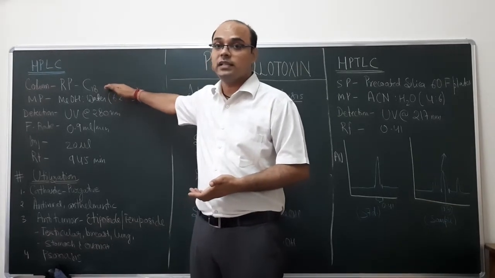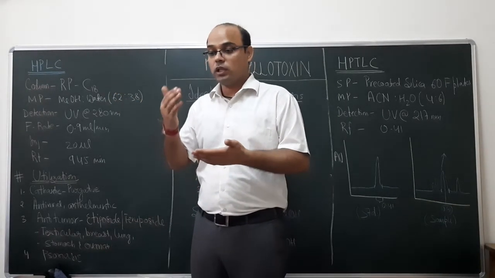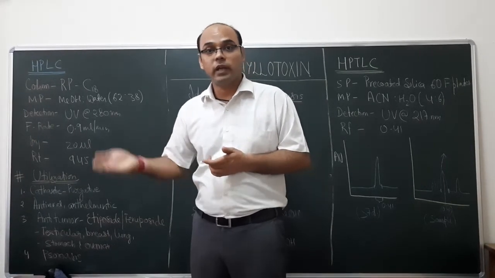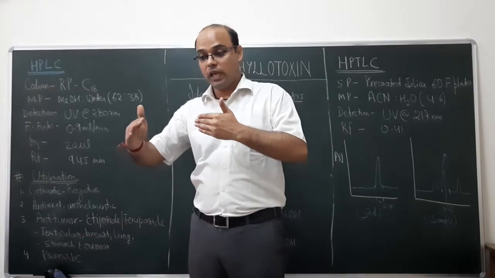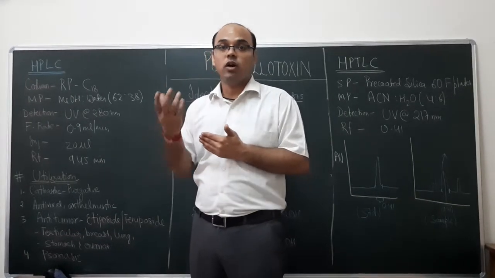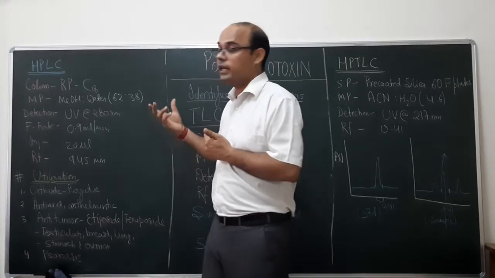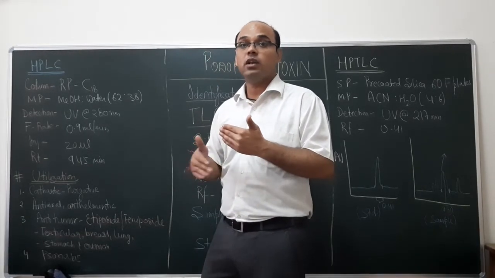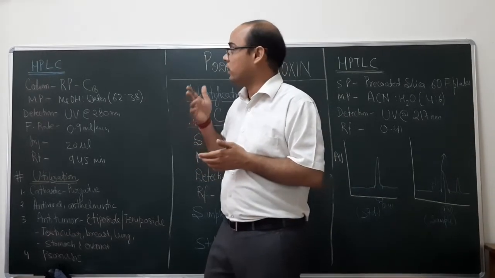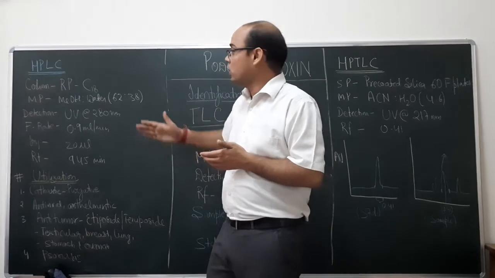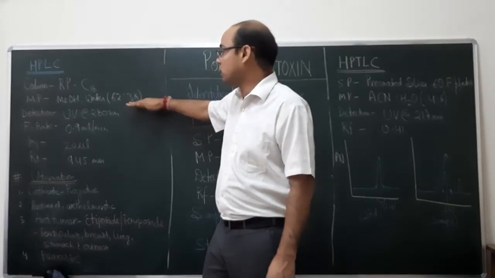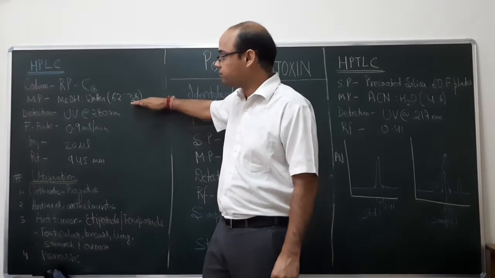C18 is octadecyl siloxane, and the solvents we are using for this chromatography are polar in nature. So the cost of the entire HPLC analysis is quite low compared to the previous non-polar or normal phase chromatography. We use mobile phases like methanol and water in the ratio of 62:38.